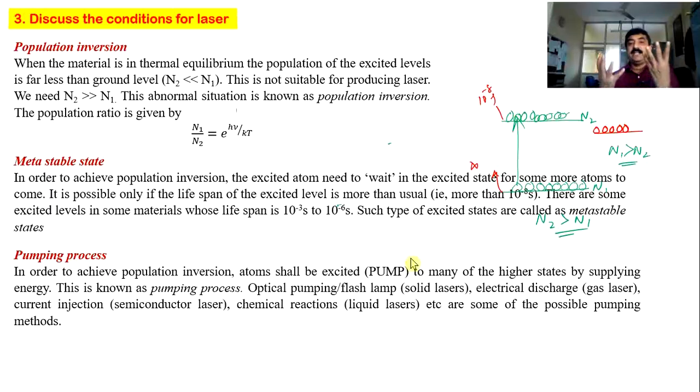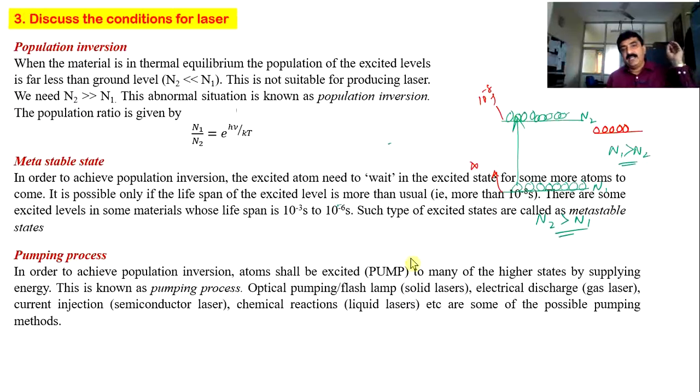By means of sending. Now atoms have to be sent from ground to excited, and from excited they come to metastable. So in order to kick them, you have to supply the energy. By supplying the energy, we can take them to the higher level. This process is known as the pumping process. So the next condition is the pumping process. For pumping, you can use electrical energy or optical energy or chemical energy, but not thermal energy. Thermal pumping is not possible.